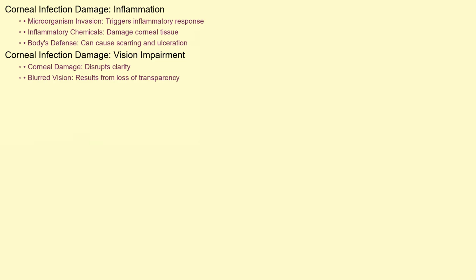Let's talk about how the infection actually damages the cornea. When these microorganisms invade the cornea, they trigger an inflammatory response. This response involves the release of inflammatory chemicals that damage the corneal tissue. The body's attempts to fight the infection can also lead to corneal scarring and ulceration. This damage disrupts the clarity of the cornea, leading to blurred vision and other symptoms.